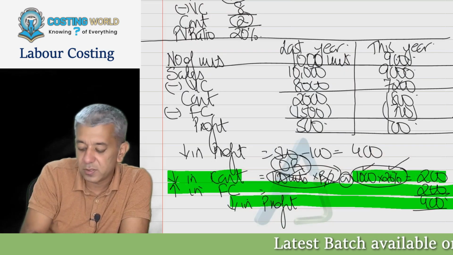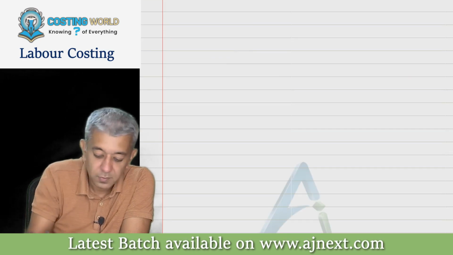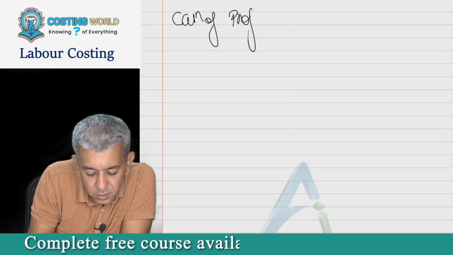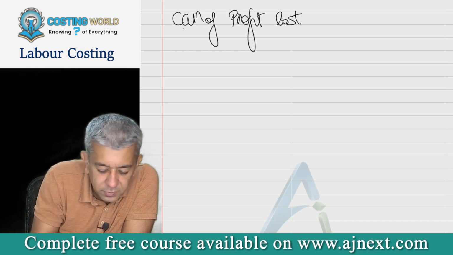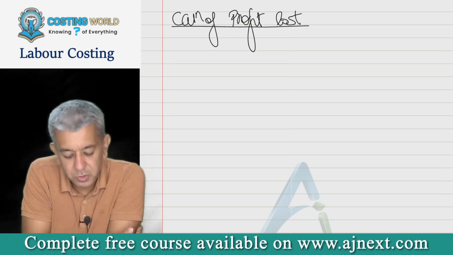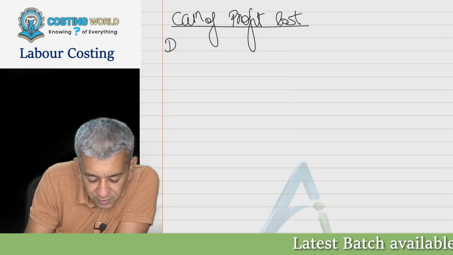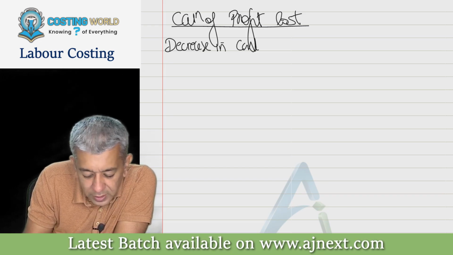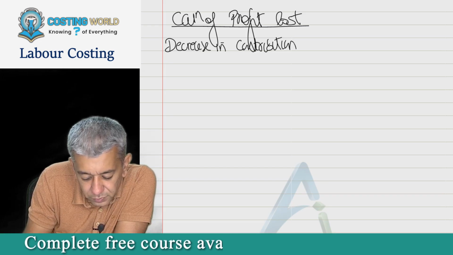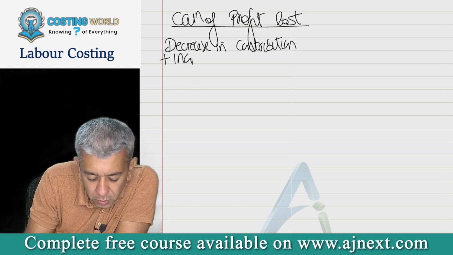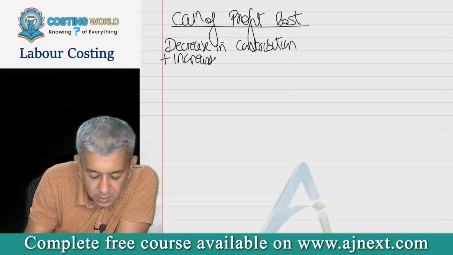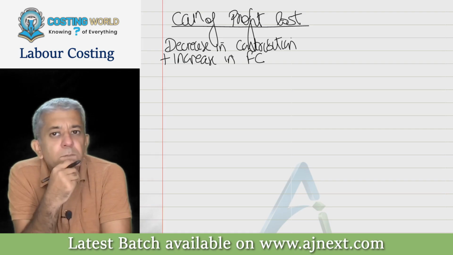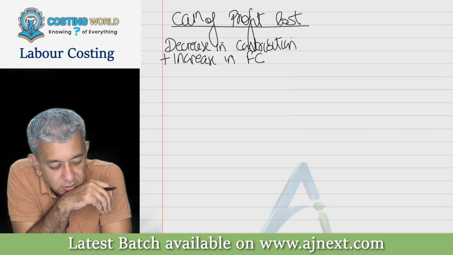Let's start by doing both of them. Okay, so write down please. Calculation of profit lost. So profit will fall due to decrease in contribution or due to increase in fixed cost.